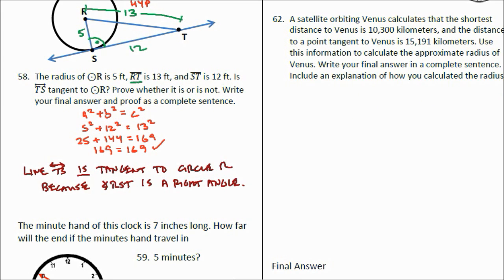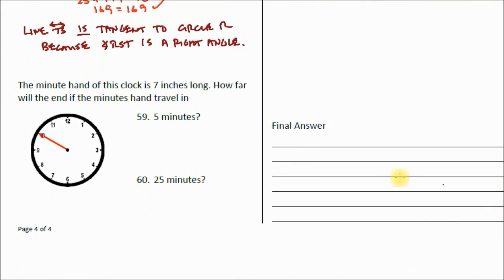Alright, let's take a look at our last question in this video. The minute hand of this clock is 7 inches long. How far will the end of the minute hand travel? That means we're going around the circle, that is circumference. So if we're going to figure out how far it traveled, it's going to be an arc length, we're going to have to know what the circumference of this circle is. Let's find it. The circumference is going to be 2 pi r, which is 2 pi, the radius is 7 because the length of this minute hand is 7, 2 pi 7.